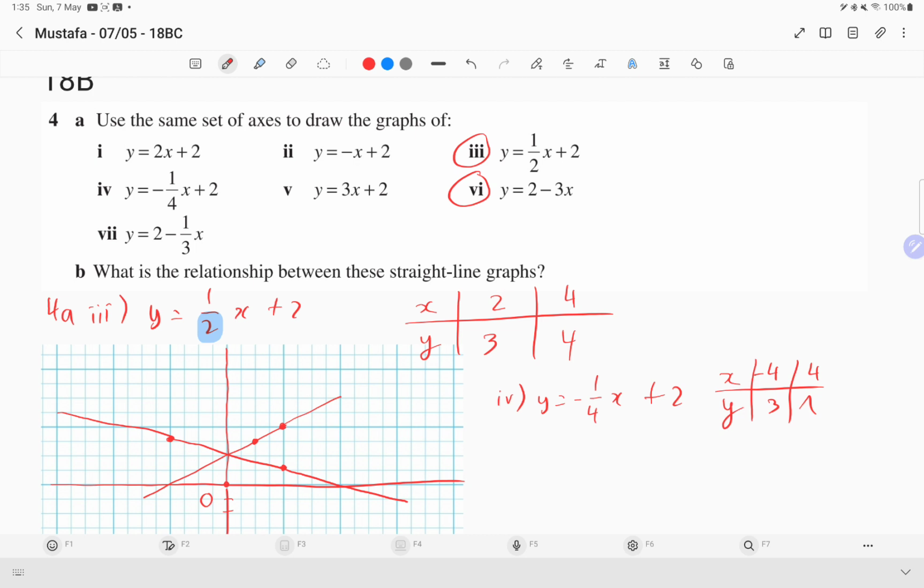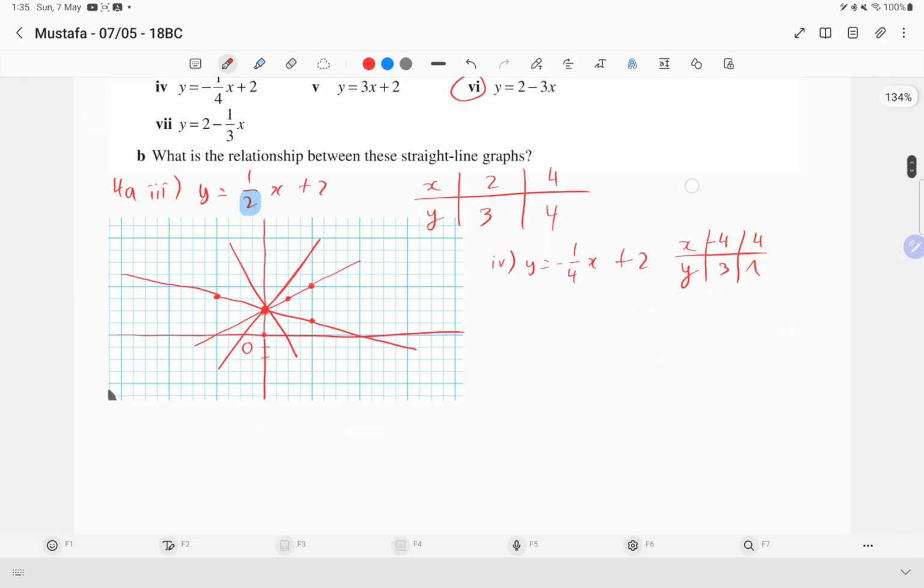Oh yeah, okay. I think when you draw this, you will see that they are all concurrent. So it all passes through the single point here, which is (0, 2). I think that's the case. It's about concurrency. But yeah, that's about it.